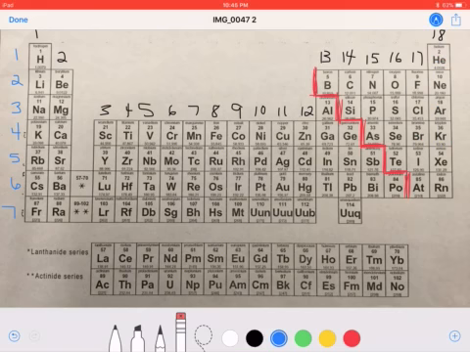The most important that you need to know is the valence electrons. So everything in group 1 has 1 valence electron. Everything in group 15 has 5 valence electrons. You're just looking at the last digit of the group number. Everything in group 18 has 8 valence electrons, with the exception of helium because it only has 2. So valence electrons are extremely important for you to know.